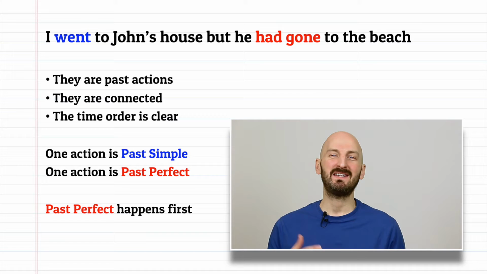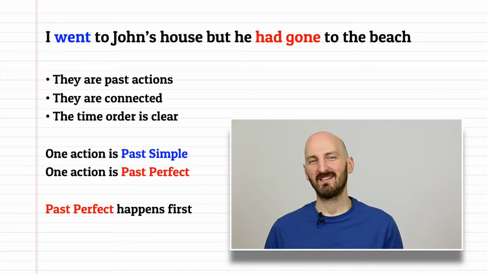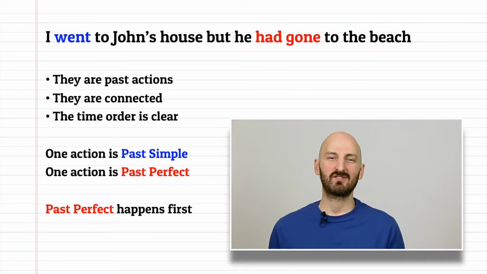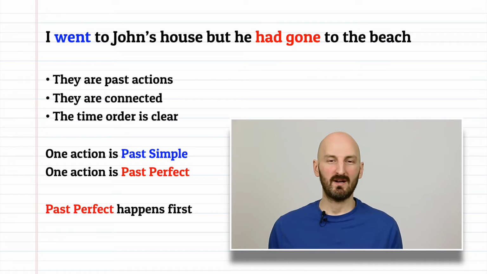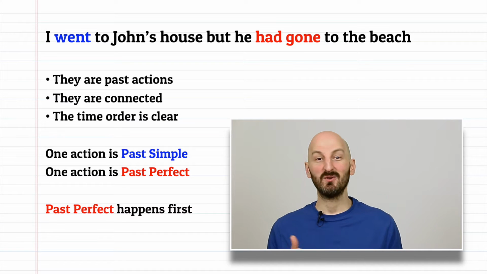Well, look at this. I went to John's house, but he had gone to the beach. The first action is still past simple, but we've changed the second action to past perfect. He had gone. This difference is very important because the past perfect tense tells us it happened earlier, before the past simple action. This is always true with past perfect. It always happens before past simple.